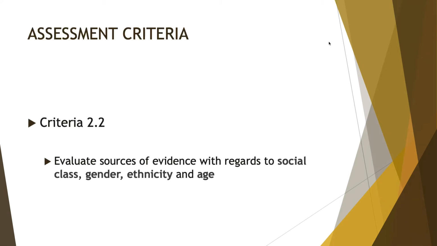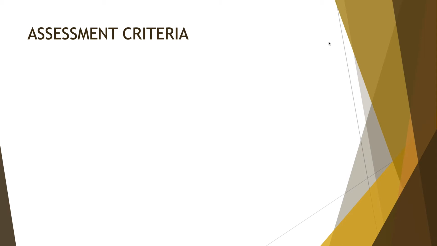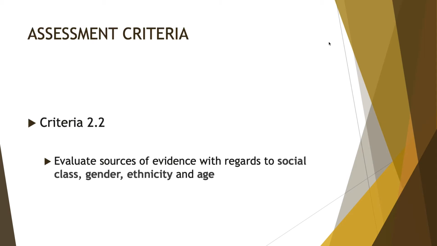Okay, so this covers criteria 2.2 of your assessment criteria, which says to evaluate sources of evidence with regards to social class, gender, ethnicity, and age.